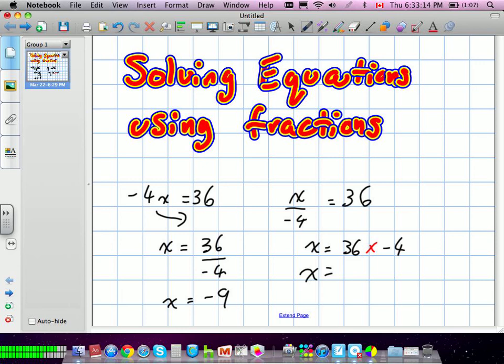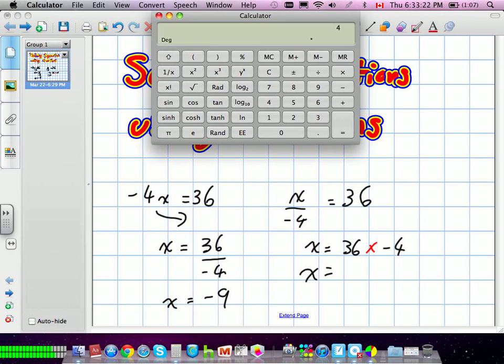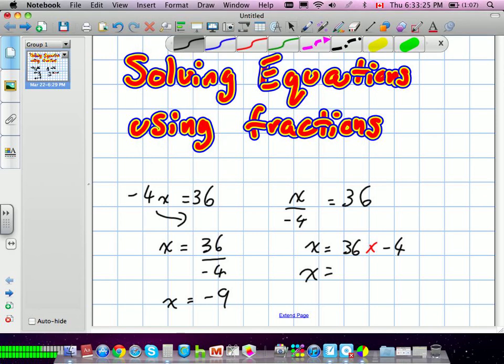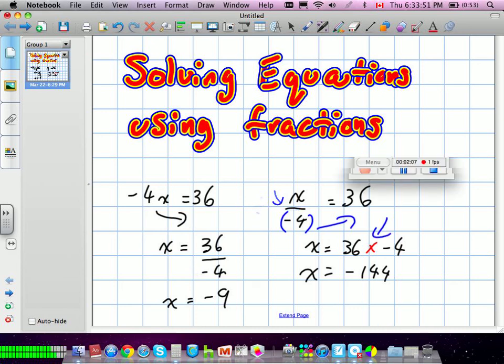When we do that, what do we get here? 36 times 4. There you go, 144. So we get negative 144. The key here is when it says multiplication, that could be represented by an x or with brackets. To move the 4 over to the other side, we have to divide. Same idea here: if it says division or even a fraction, to move the number 4 to the other side, we have to multiply. We use the opposite operation.